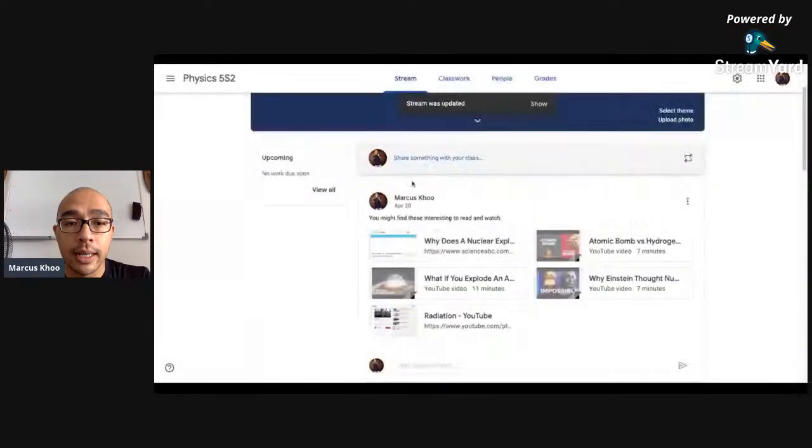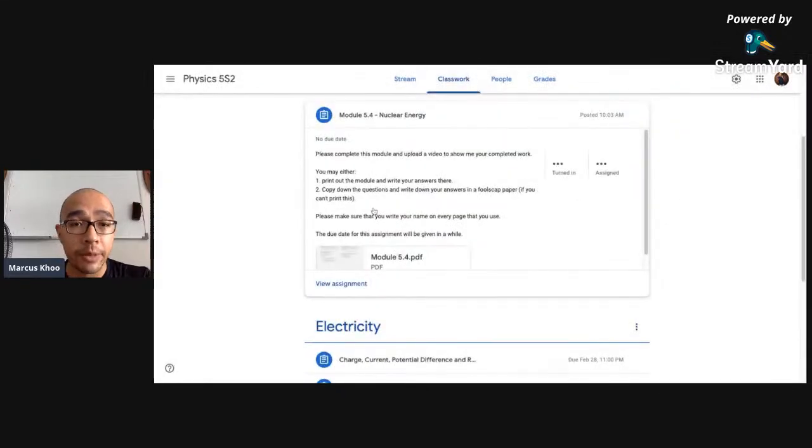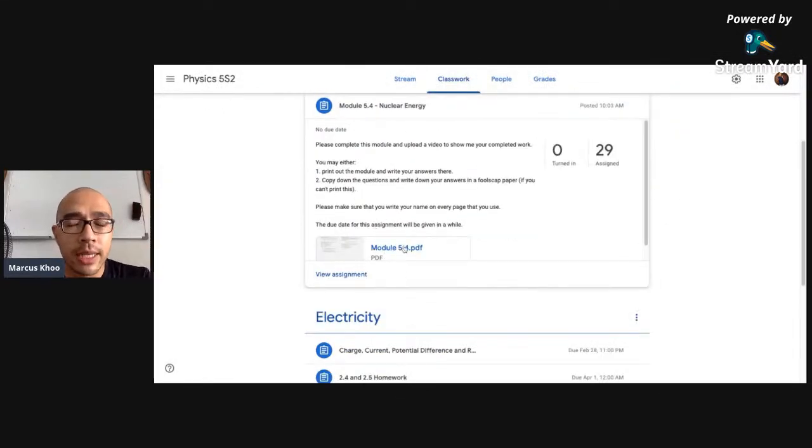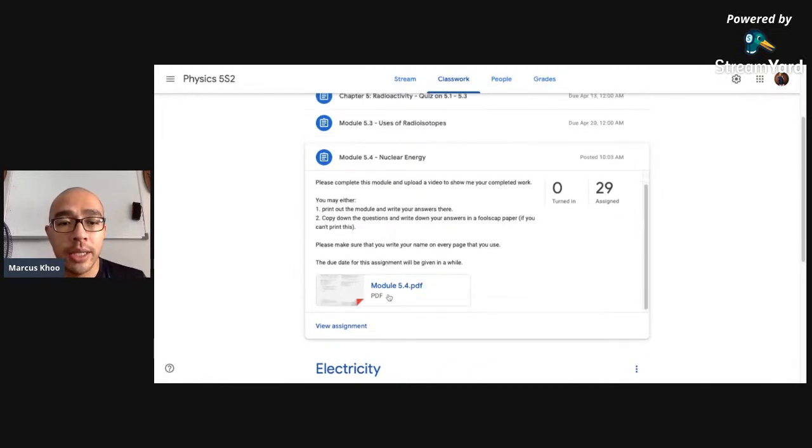But now, what I'm going to show you, whether you're from 5S1 or 5S2, applies to all of you. First of all, you have an assignment. I have just posted up this assignment. This is the 5.4 subtopic, the radioactivity module. I want you to do the same thing that you did last time. Either you copy down everything, the question and answer, or you print out the module and write your answers there. And then after that, you will need to show me a video of your completed work.